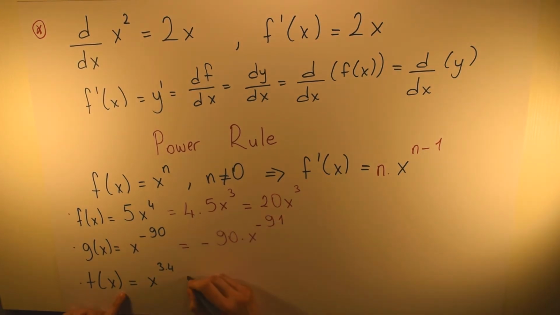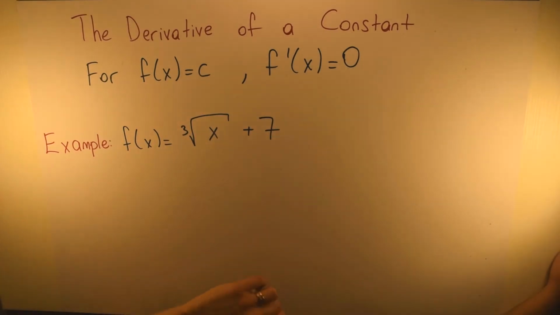Okay, so here we have t(x) is equal to x to the power of 3.4. So again, same logic, 3.4 you put in front of x, so it's 3.4 x to the power of 3.4 minus 1, it is 2.4.